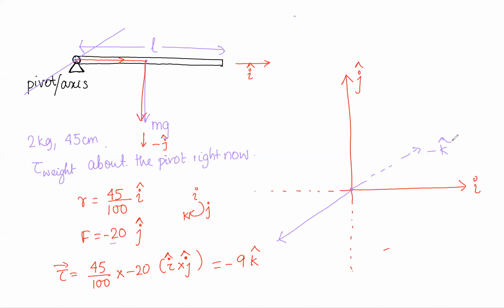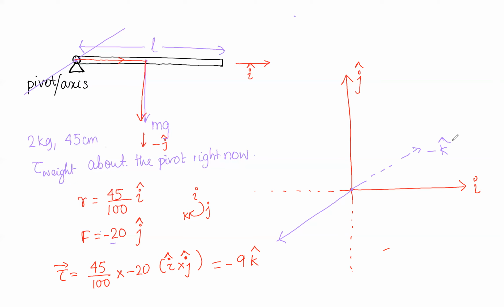So how is the torque acting? The torque is acting towards the inside of the screen. That's minus 9. ठीक है, समझ में आया? Minus 9 k cap. Or you can say 9 minus k cap. Same thing. So the value of torque is 9. The direction is minus k.